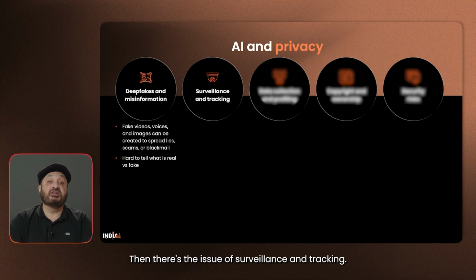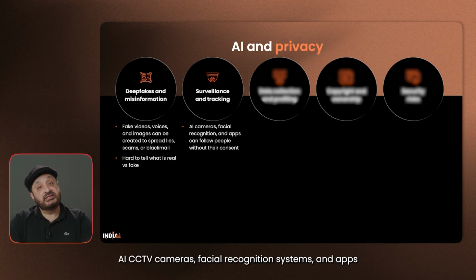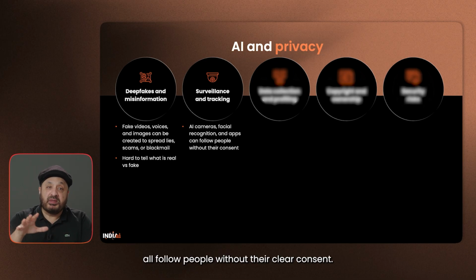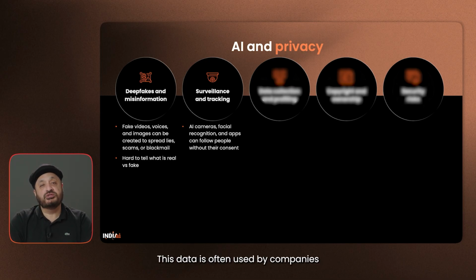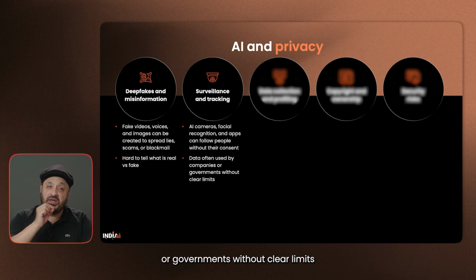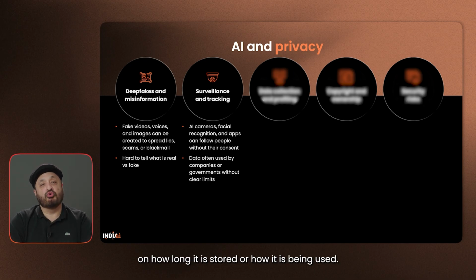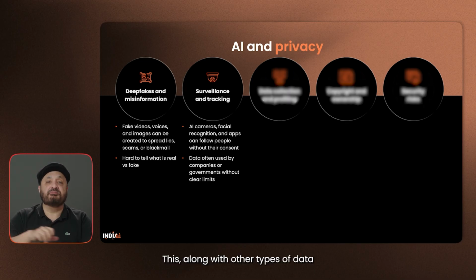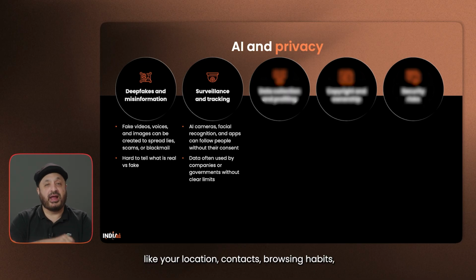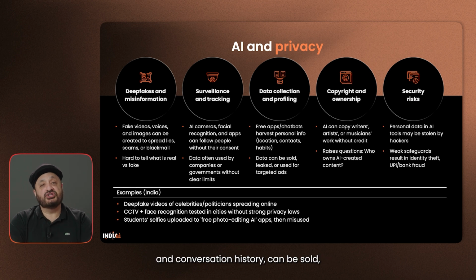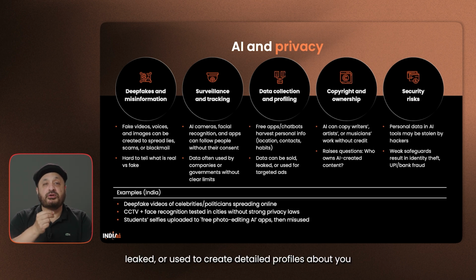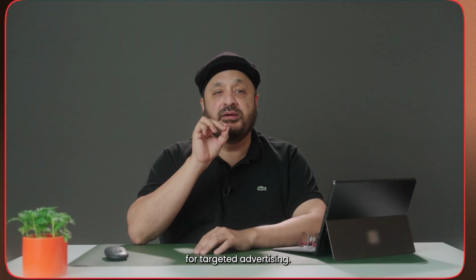Then there's the issue of surveillance and tracking. AI CCTV cameras, facial recognition systems and apps all follow people without their clear consent. This data is often used by companies or governments without clear limits on how long it is stored or how it is being used. This, along with other types of data like your location, contacts, browsing habits, and conversation history, can be sold, leaked, or used to create detailed profiles about you for targeted advertising.